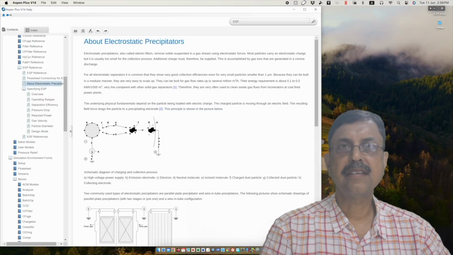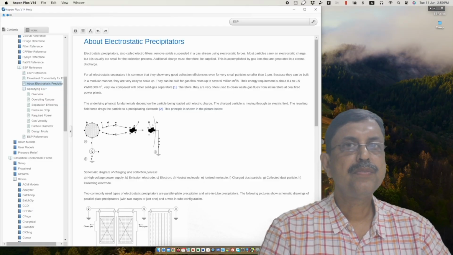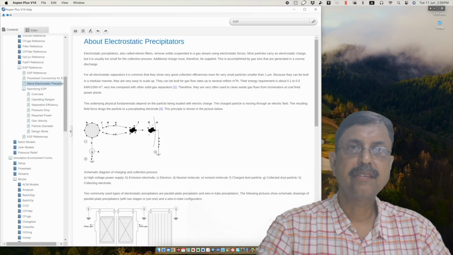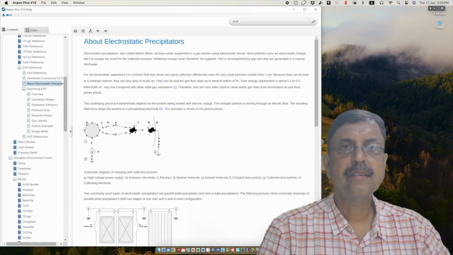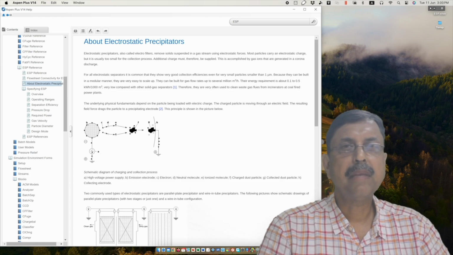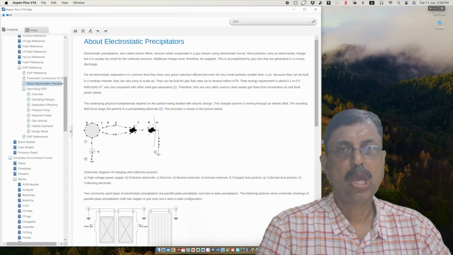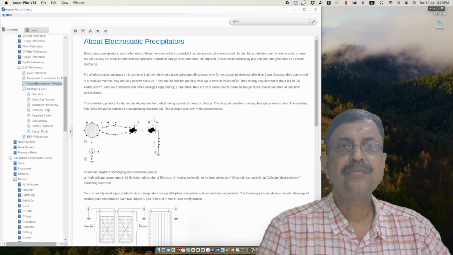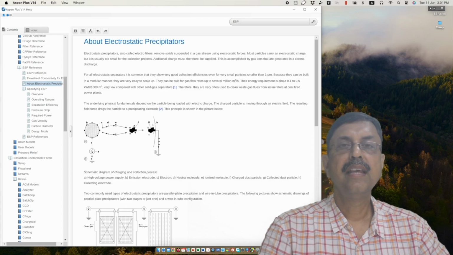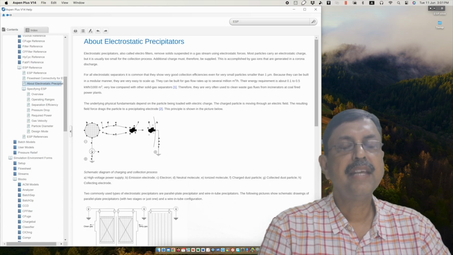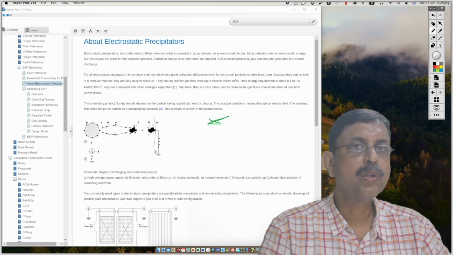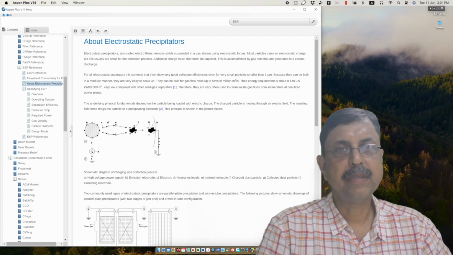Electrostatic precipitators remove the solid particles which are suspended in a gas stream using electrostatic forces. Most particles in a gas stream carry some amount of electric charge, but that is not enough for collection. Therefore, if additional charge is given to those particles, then it is easy to collect them. And it has been schematically shown in this help file of Aspen Plus.